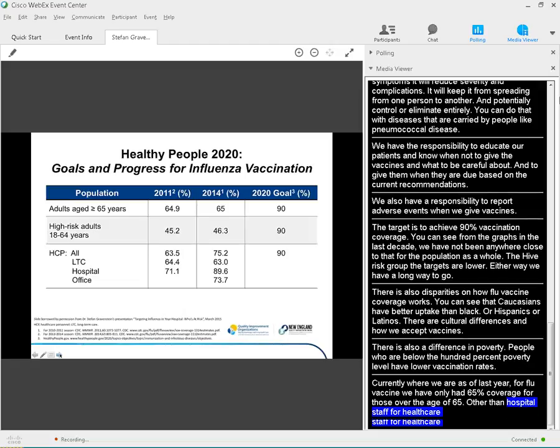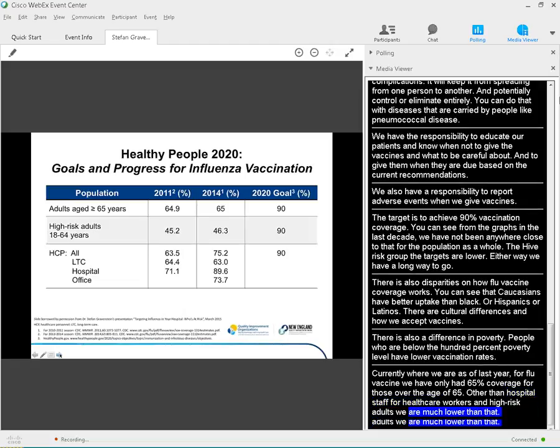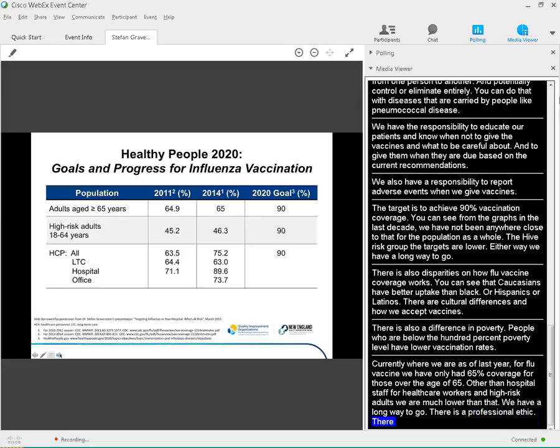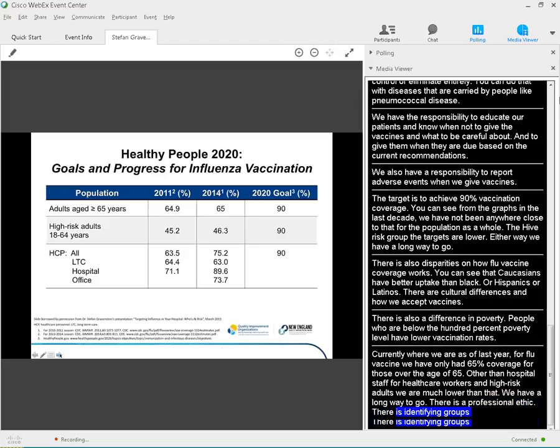So there's a professional ethic. There is identifying high-risk groups and figuring out how we're supposed to get them vaccinated. Is it the primary care doctor's job or the specialist job? And how do we make everybody work on this together?